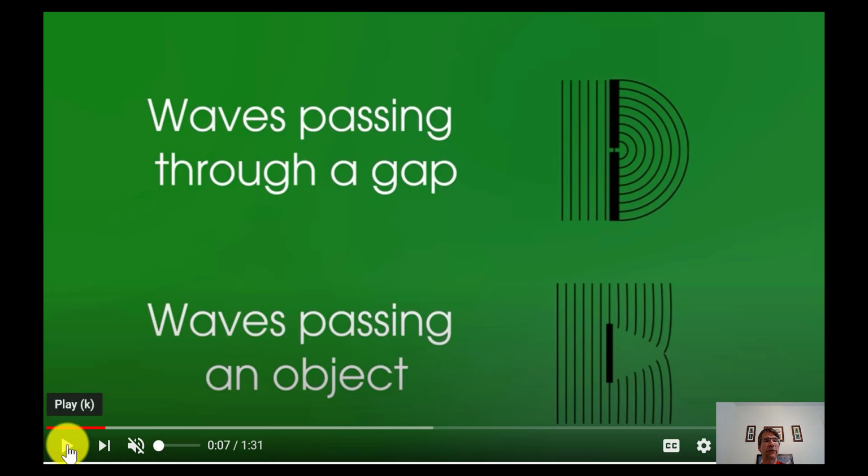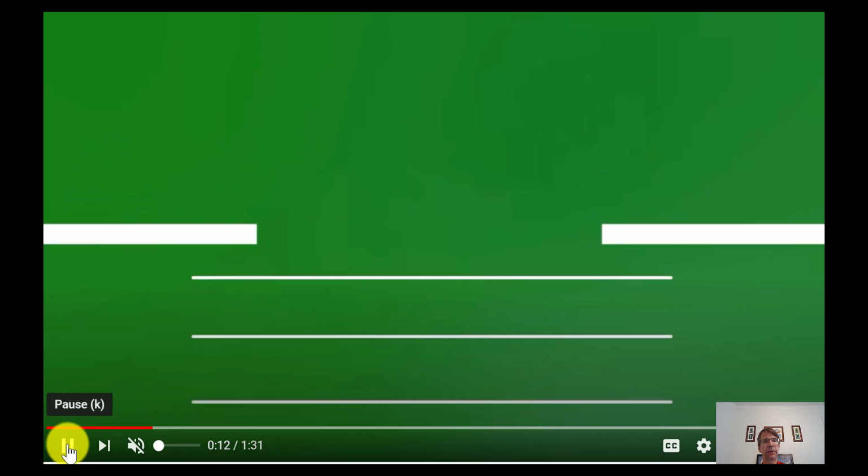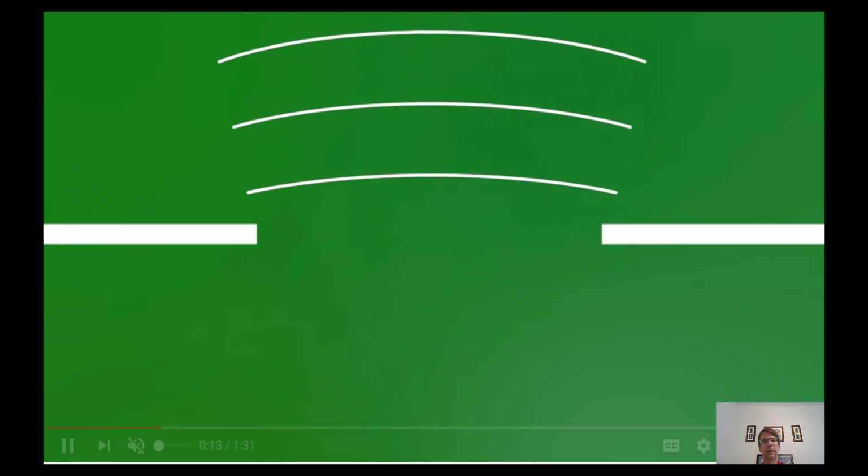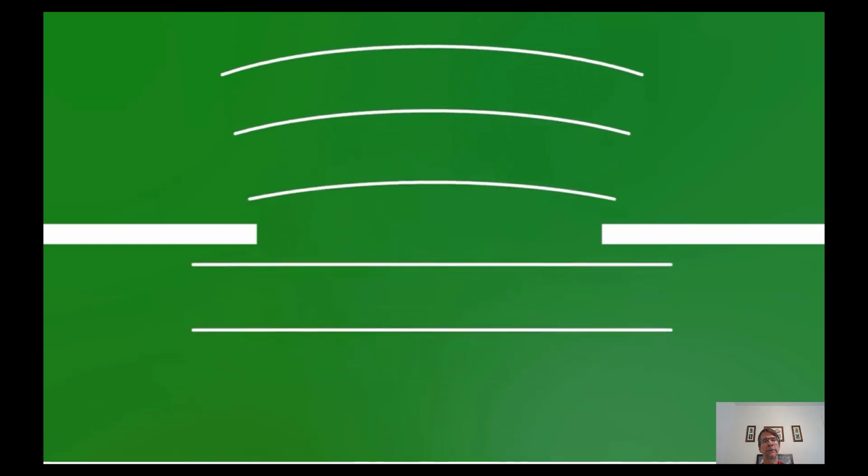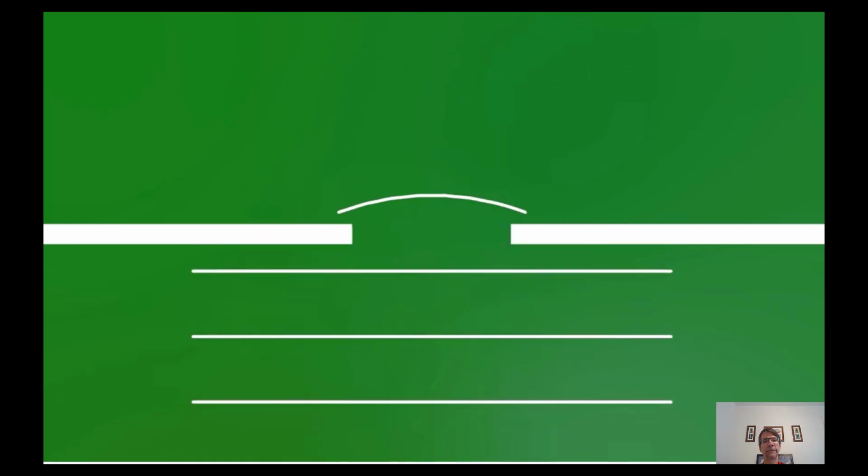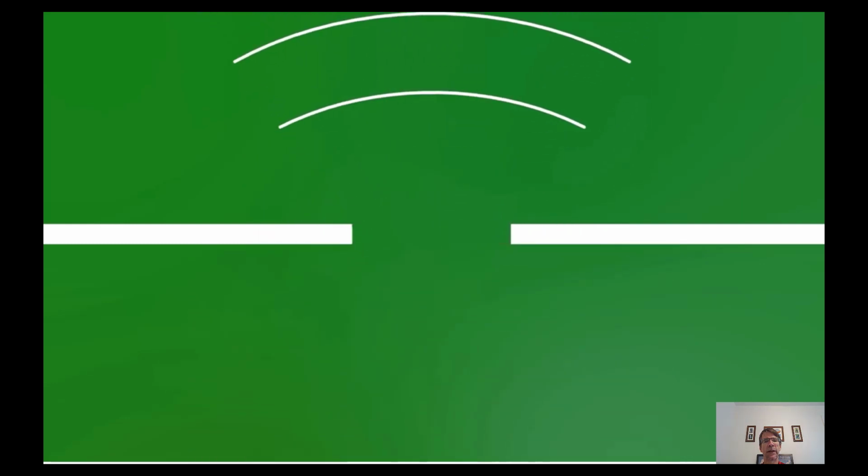Let me try to start this. Waves bending through an opening or around a barrier, diffraction. So here we go. And the opening is quite wide, so now they're going to make the opening a little bit smaller. So you see a little bit of diffraction there. There we go, smaller opening. More pronounced diffraction. Smaller yet, more pronounced.